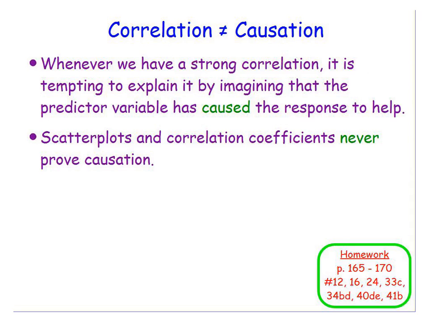So, number one thing that's important, correlation does not mean causation. There is not a cause and effect relationship here. When we have a strong correlation, we want to explain it by saying that one causes the other. But we simply say they are associated. They are related to each other, but they do not have a cause and effect relationship. Scatter plots and correlation coefficients never prove causation. And that's the end of chapter 7.